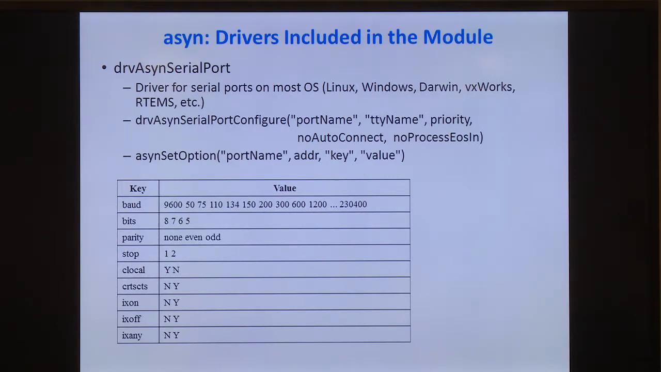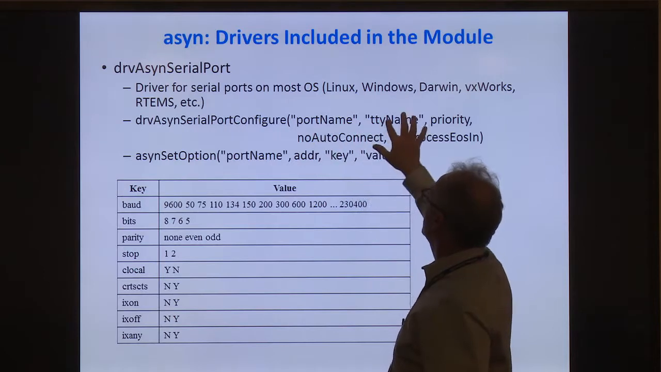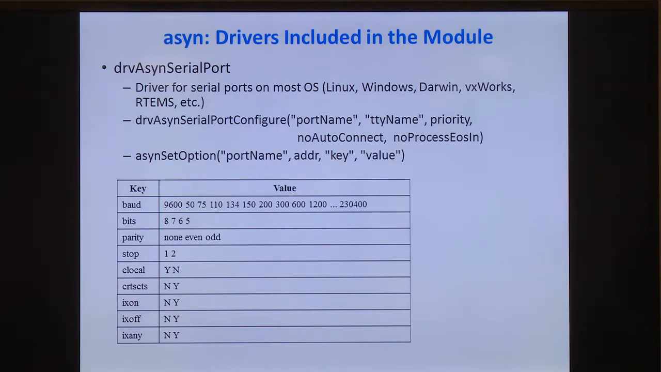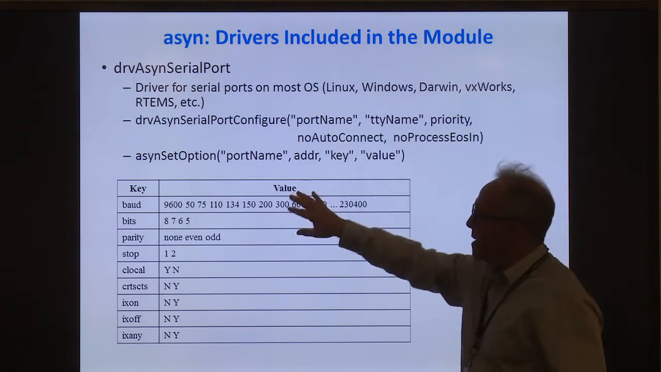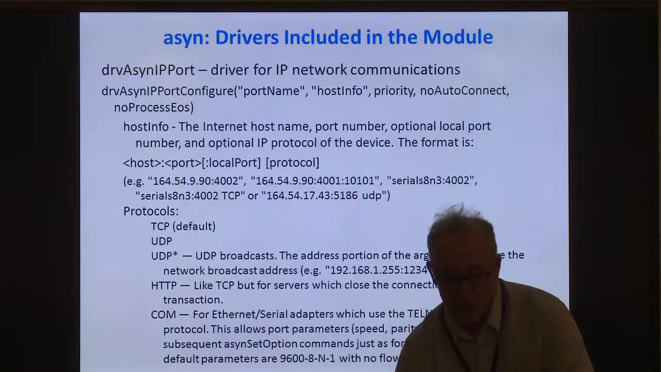Okay, so asyn includes a number of drivers in the module. It has a driver for a serial port. This works for serial ports on most operating systems: Linux, Windows, Darwin, VxWorks, RTEMS. So you call drvAsynSerialPortConfigure, you give it an asyn name, you give it the name of the device on your system, and then you call asynSetOption to set things like the baud rate and the parity and the stop bits and so on.